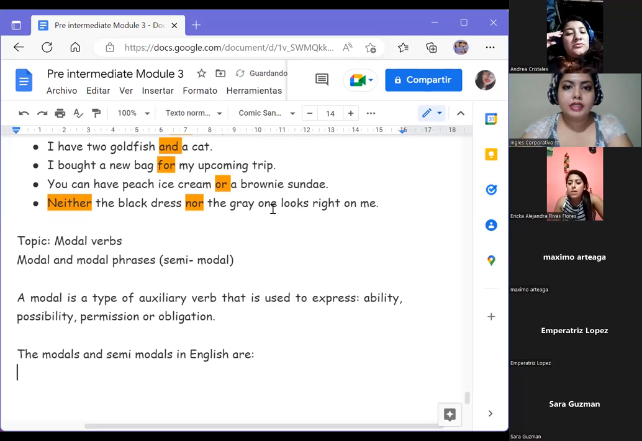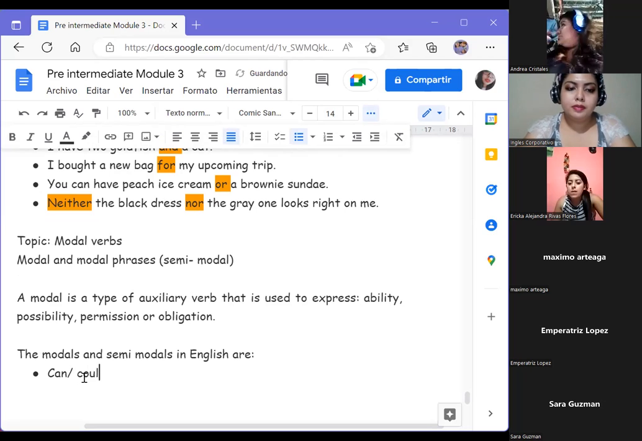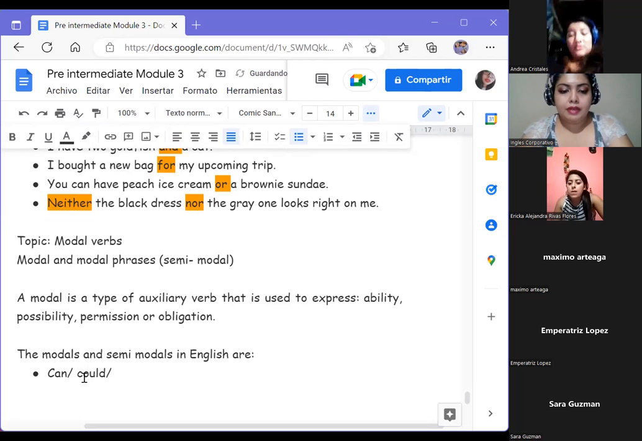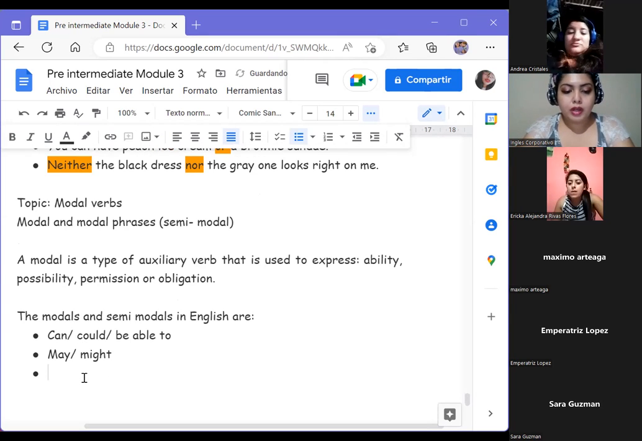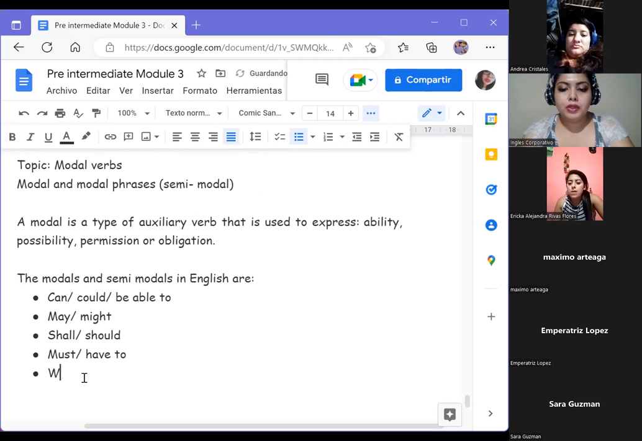So here we have the list of modal verbs that we are going to use. We have the first one, that is can, could, and be able to. Then we have may, might. Also we have shall, should, must, and have to. And the last one, will and would. So this is the list of modal verbs that we are going to use.